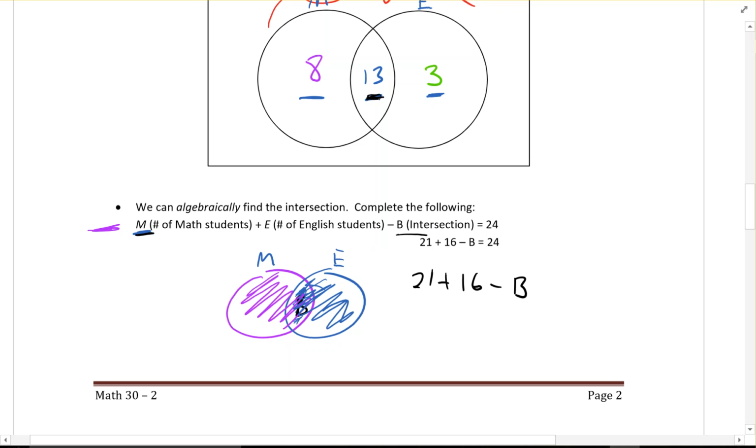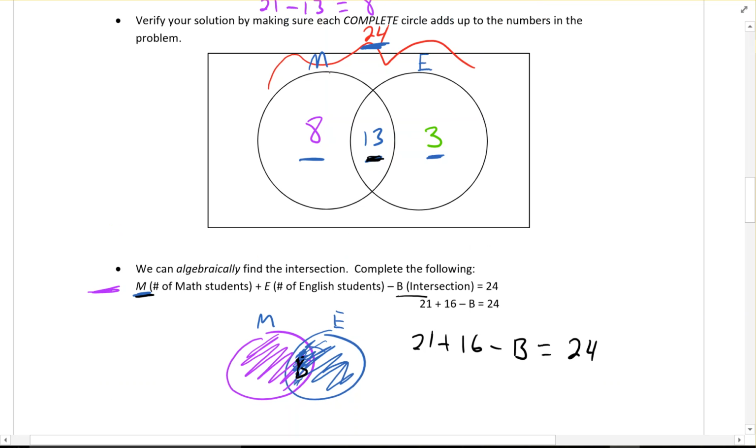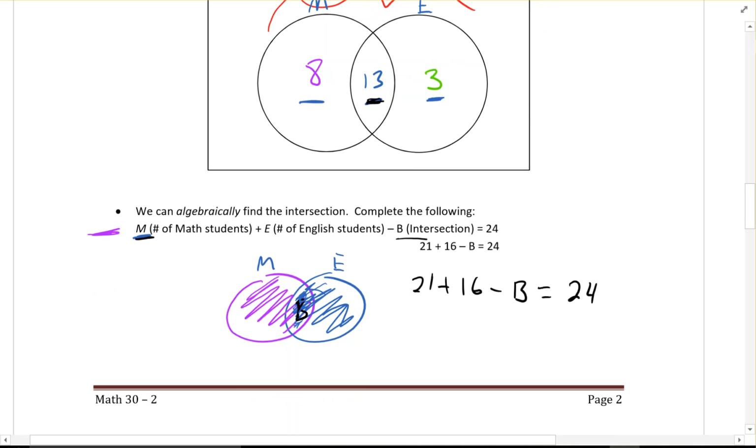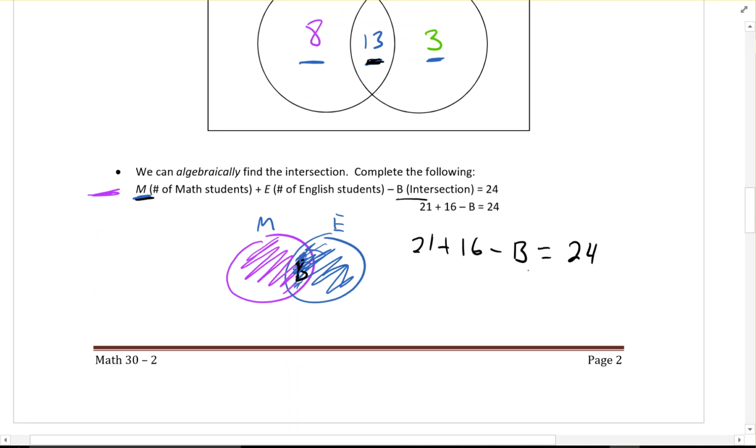That was our missing piece of the info, or one of them anyway. And that's equal to 24, right? That was the people who took both. That makes up this whole circle there. So we could start off with that and then just solve for B. So if I subtracted B from both sides, I could just rewrite this as, so bring B over here, and we'd have 21 plus 16 minus 24, and we get 13. Right, so that is our center. That's what we found using our other method up there.